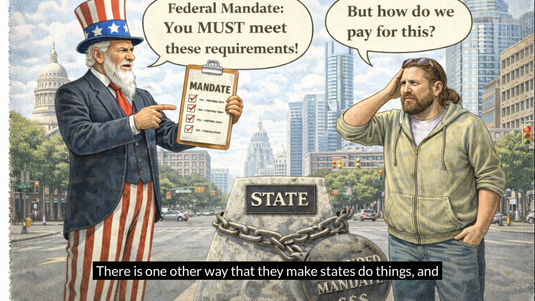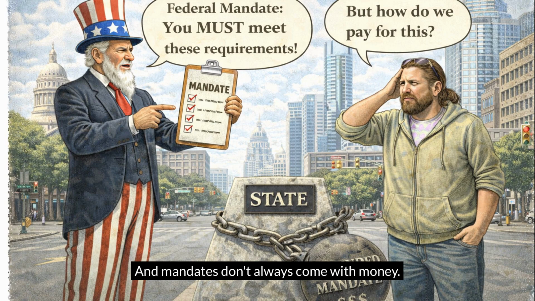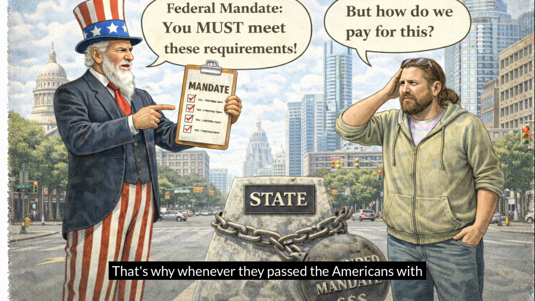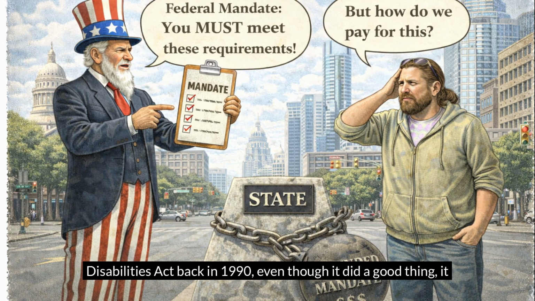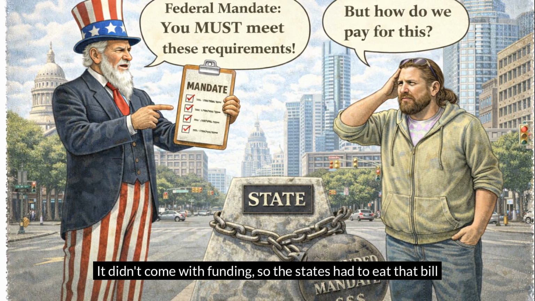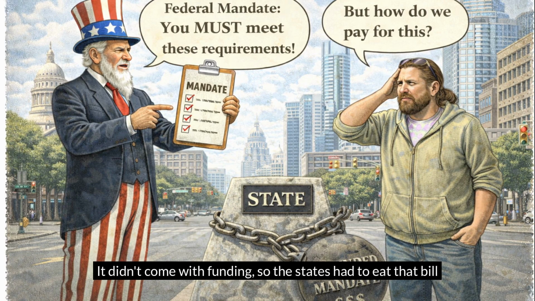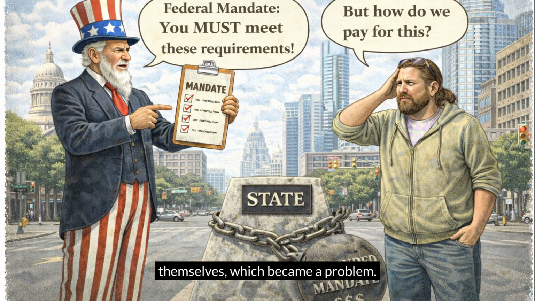There is one other way that they make states do things, and that is mandates. And mandates don't always come with money. That's why whenever they passed the Americans with Disabilities Act back in 1990, even though it did a good thing, it made all government buildings handicap accessible, it didn't come with funding. So the states had to eat that bill themselves, which became a problem.